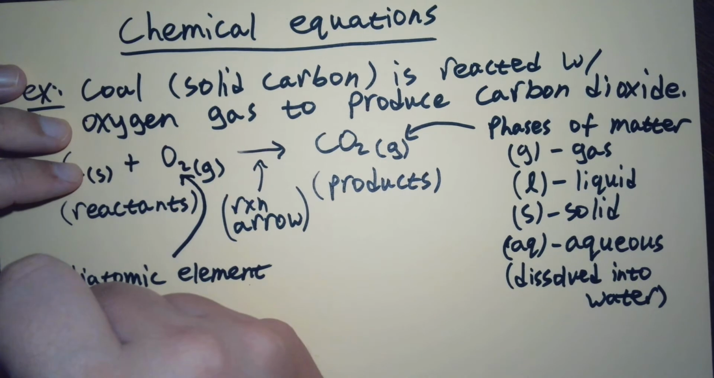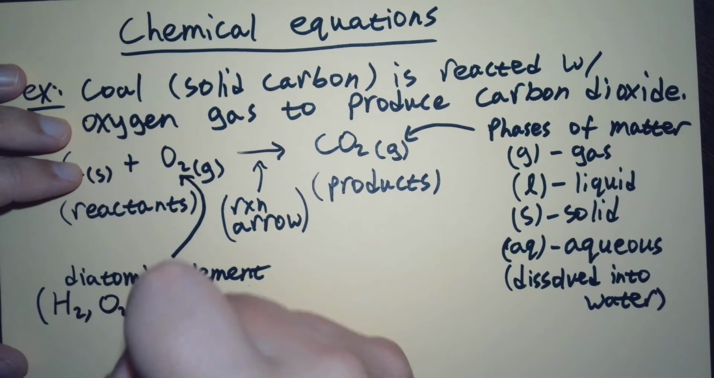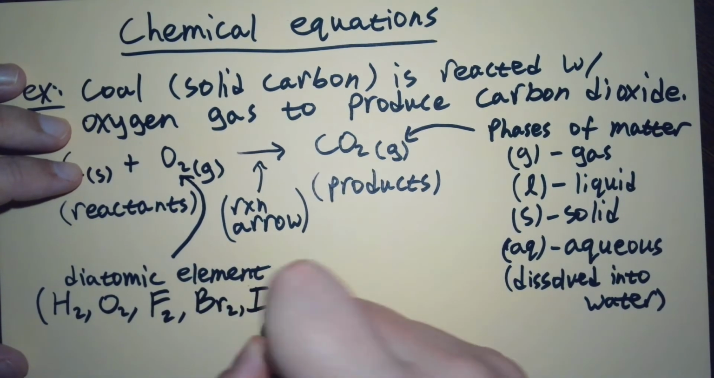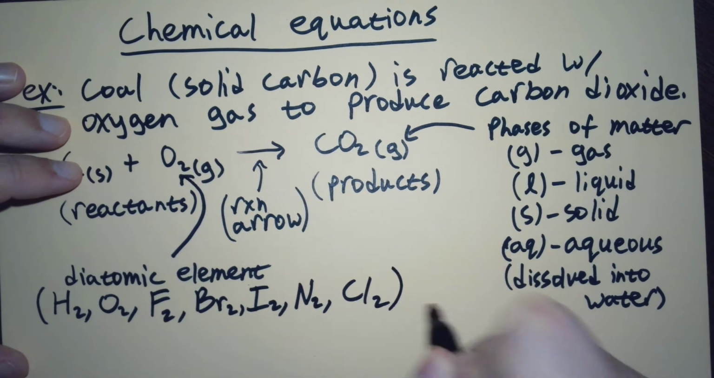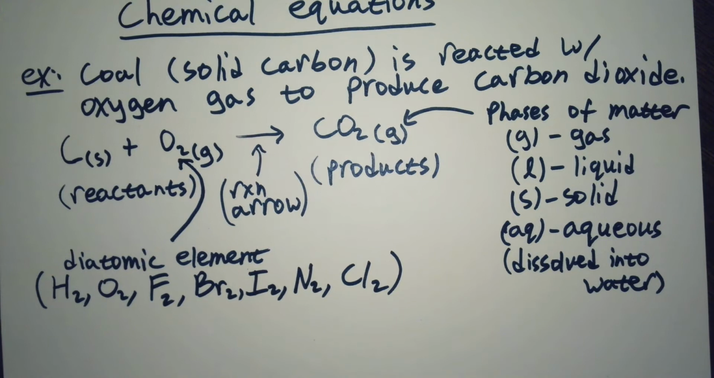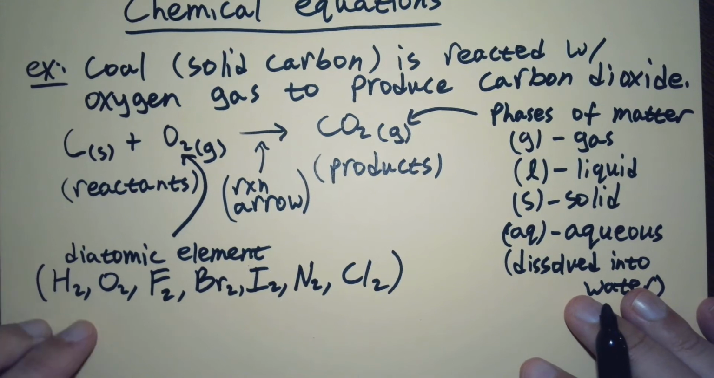So, good old HOFBrINCl. H2, O2, F2, Br2, I2, N2, and Cl2. These are all the diatomic elements. Yes, you are expected to know them. There are a whole bunch of different ways to memorize this.